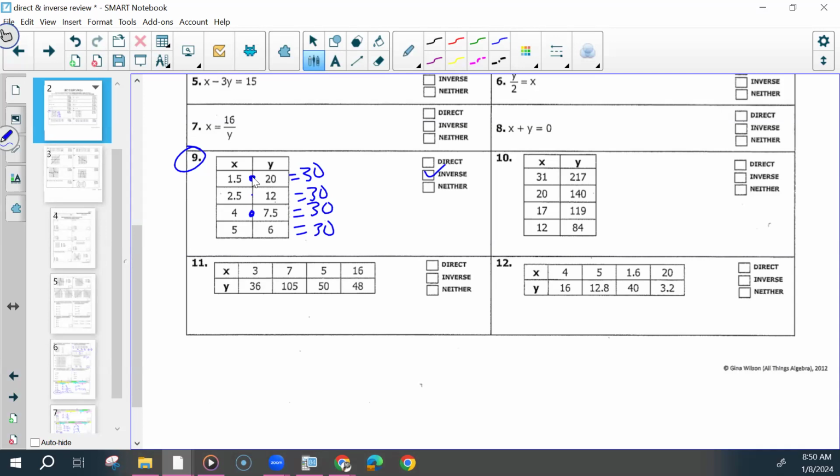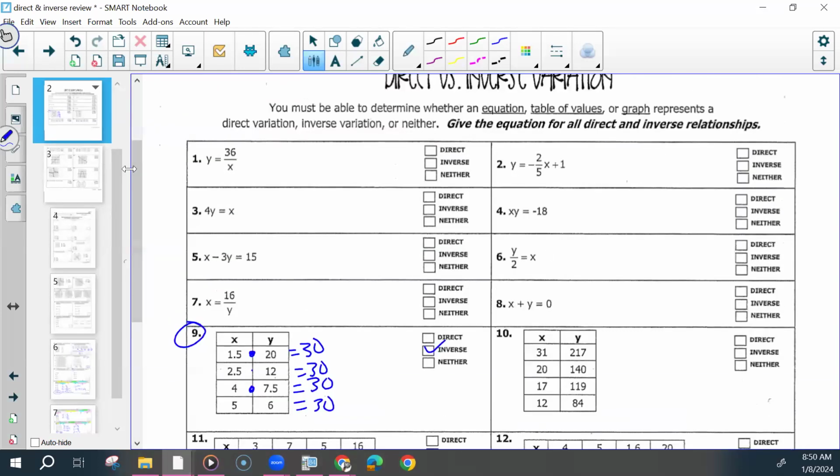If they were not the same, then you would have to try direct by dividing y by x, see if they're the same. If they're not the same, then it would be neither. Other questions? And we have to go back on this one. Is this one direct, inverse, or neither, just by looking at the format? Neither. Why? The y-intercept is not 0. But it is neither. So it is a line, but it doesn't go through the origin.